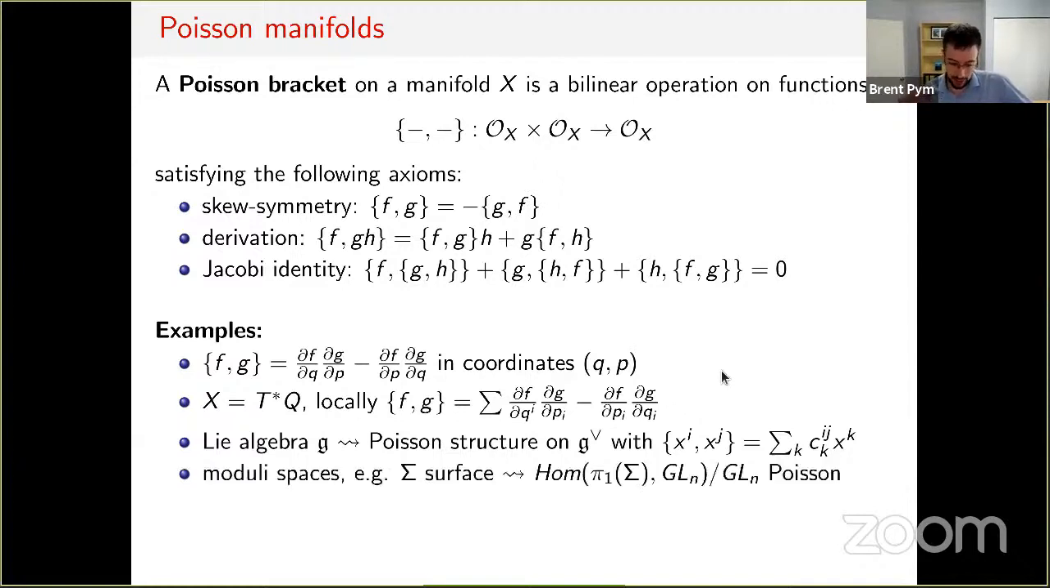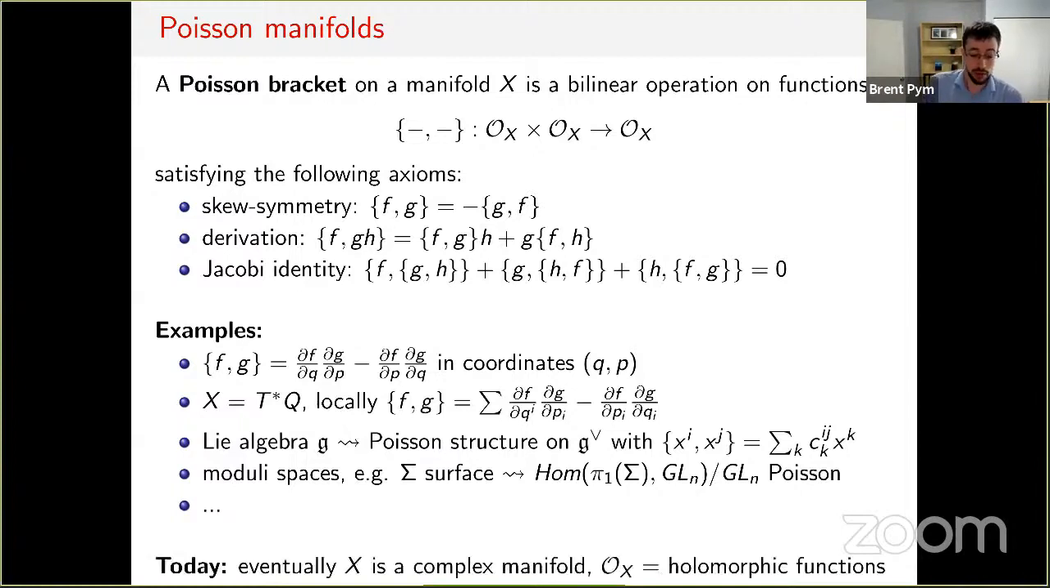There are lots of examples coming from mathematical physics, so moduli spaces and so on. For instance, if you take a compact surface, then the representations of its fundamental group into GL_N, considered up to conjugacy, is in general a singular variety, but it carries a Poisson structure. Okay, so many more examples. For today, eventually X is going to be a complex manifold, and I'll be dealing with a holomorphic Poisson bracket. So O_X will be the holomorphic functions, but for the moment, I'm going to be a little bit agnostic about whether I'm working in the C infinity or holomorphic context.